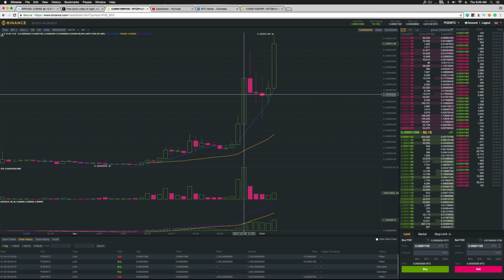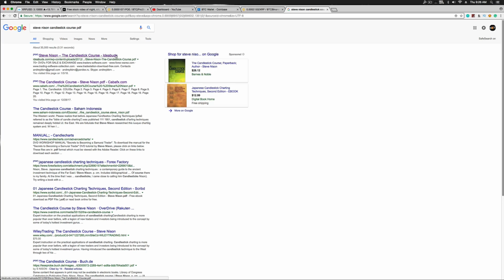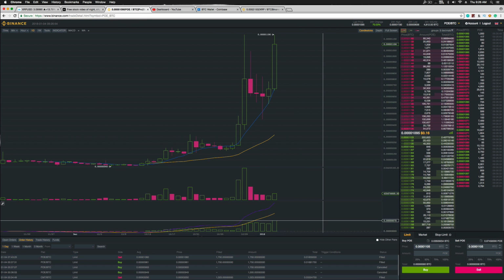Okay, and for you guys who don't know anything about candlesticks, I recommend just Google searching Steve Nison candlestick course. Download the first link, read that, and you'll learn a lot. And also for you guys who don't know how to access the advanced page, all you do is go to Binance Exchange Advanced, and it'll take you to exactly where I am here.